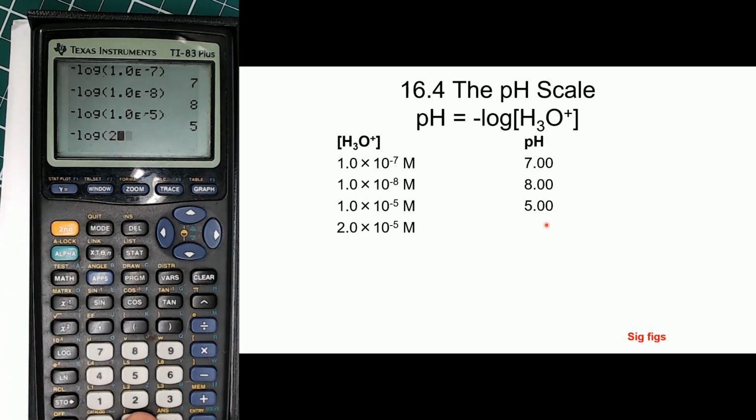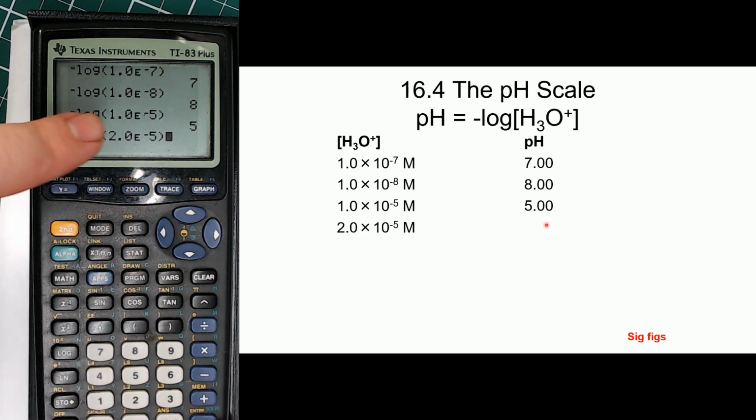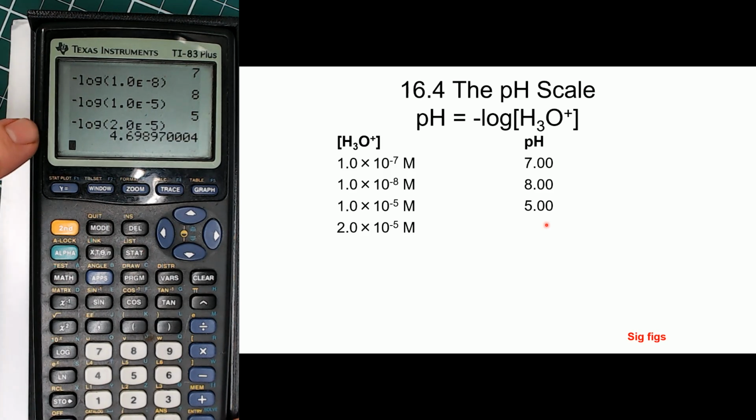So 2.0 second EE negative 5. And you will see that instead of doubling the number, it's going to shift it by 0.30. So the number we're going to get there is 4.699. We're going to call that 4.70. So here we'll get 4.70.